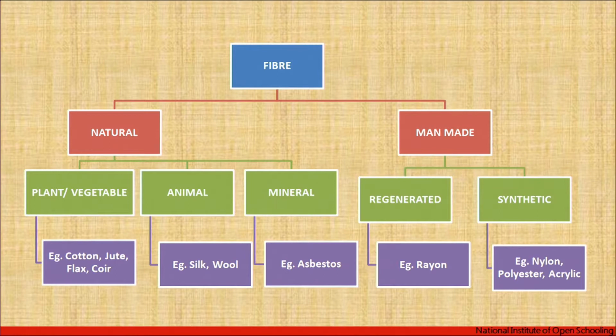After completing the natural fiber classification, we have the man-made fiber classification, in which we have two broad categories: regenerated fibers and synthetic fibers. For regenerated fibers, we have rayon as an example, which is also called artificial silk, and the other one is called synthetic fiber, in which we have polyester, nylon, acrylic, which is purely made up of chemicals.